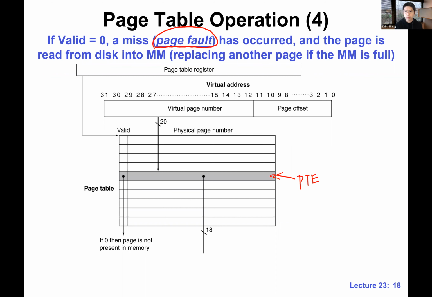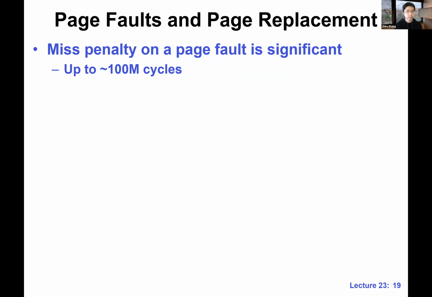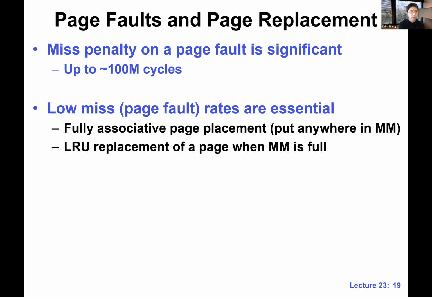Okay, if not, let me quickly talk about the miss penalty. In case we have a page fault, the miss penalty is going to be very high. For the conventional disk, it could be like 100 million cycles. For something like an SSD, this is lower, but still a fairly significant overhead. That's why we really don't want to miss that often. We want to minimize the miss rate.